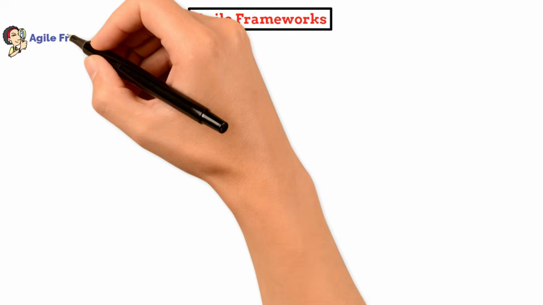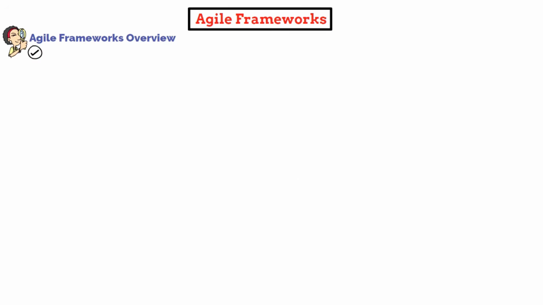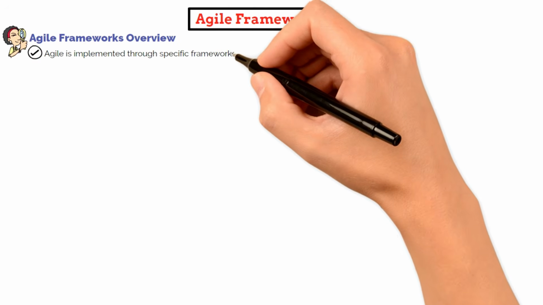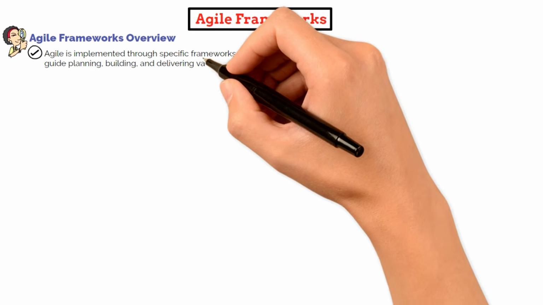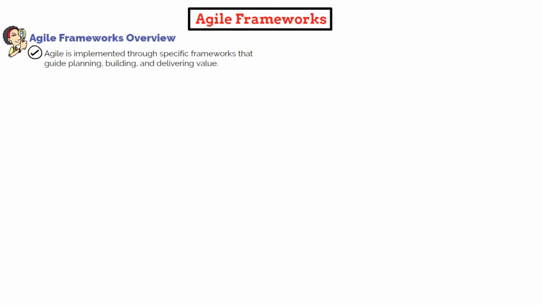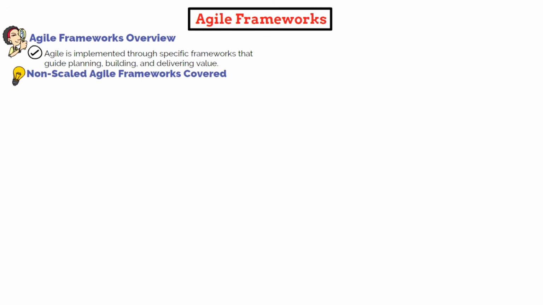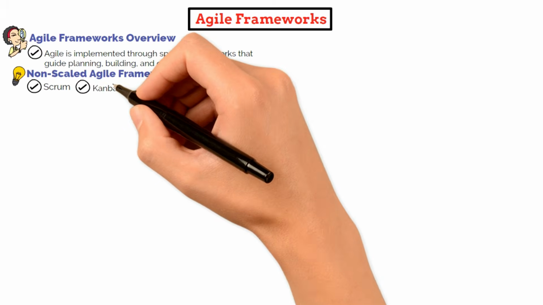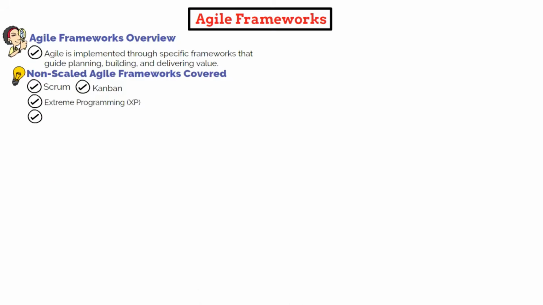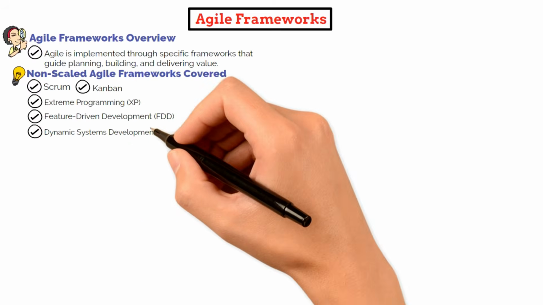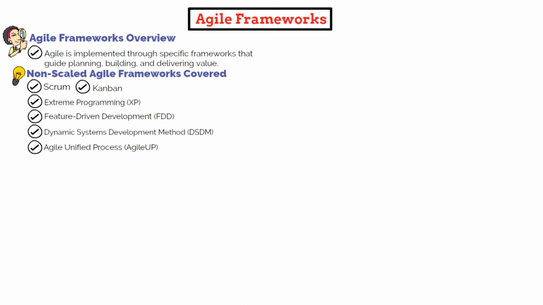Now that we've talked about Agile mindset and principles, let's take a closer look at how Agile is actually implemented through frameworks and approaches that teams use to plan, build, and deliver value. In this topic, we'll cover the most widely used non-scaled Agile frameworks, including Scrum, Kanban, extreme programming, feature-driven development, dynamic systems development method, and Agile Unified Process.